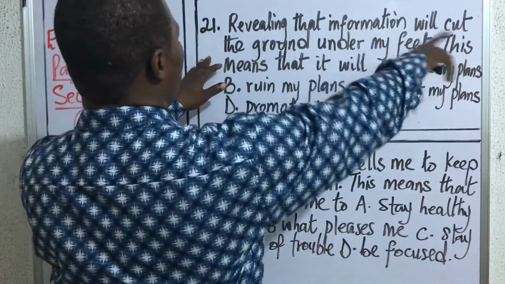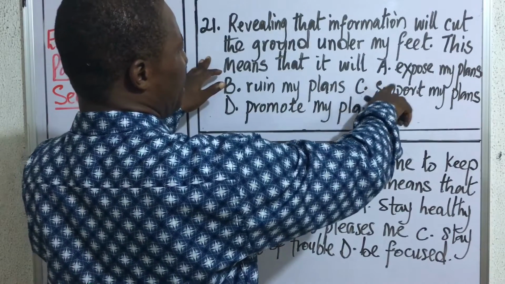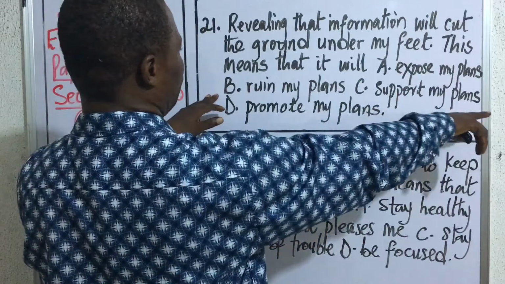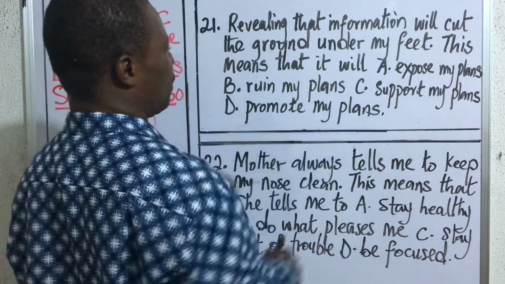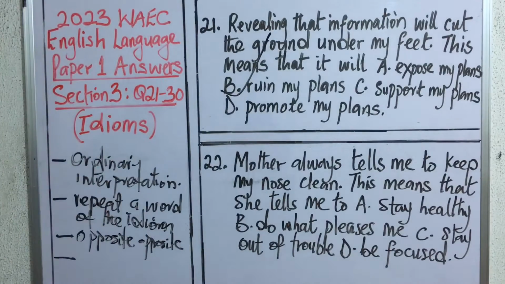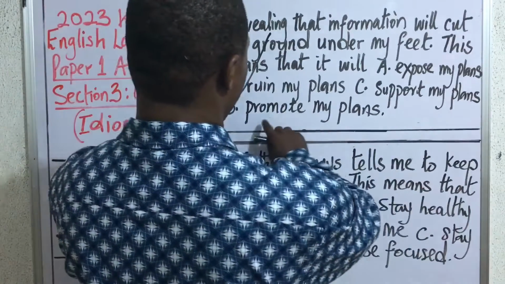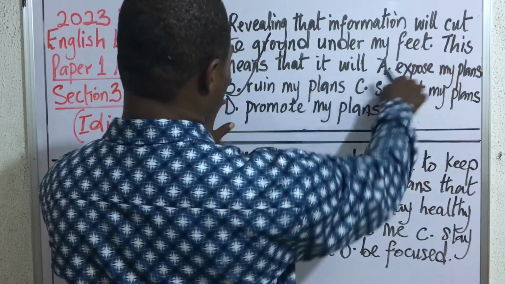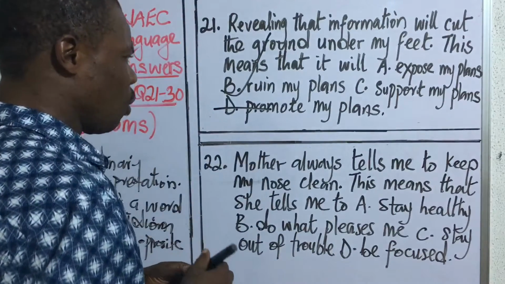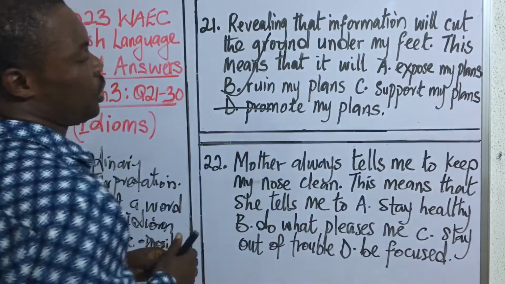Revealing the information will cut the ground under my feet. This means that it will A. Expose my plans, B. Ruin my plans, C. Support my plans, D. Promote my plans. The correct answer to this expression is ruin my plans. If you look at it very well, you see that promote my plan, if it has to cut the ground under your feet, then it cannot be promoting your plans. That's an expression that is an opposite interpretation.